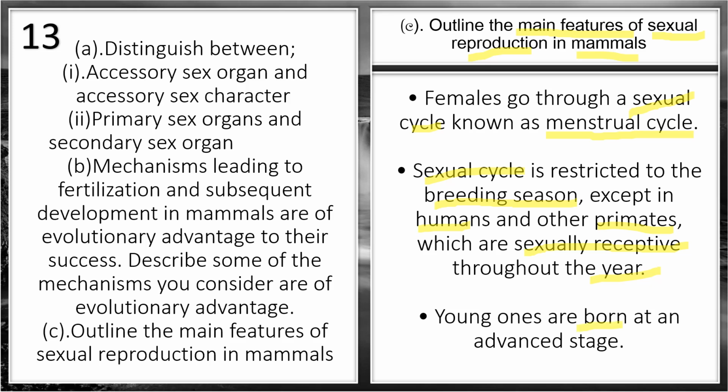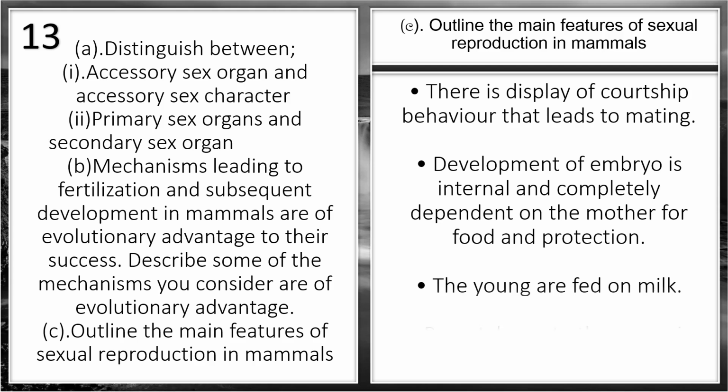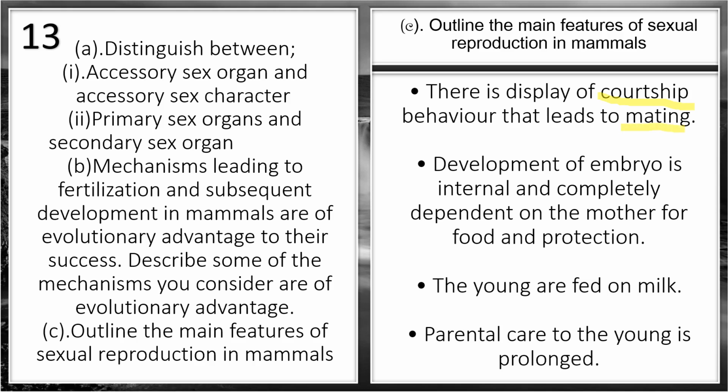Young ones are born at an advanced stage. There is display of courtship behavior leading to mating. Development of the embryo is internal and completely dependent on the mother for food and protection. The young feed on milk, and parental care to the young is prolonged.